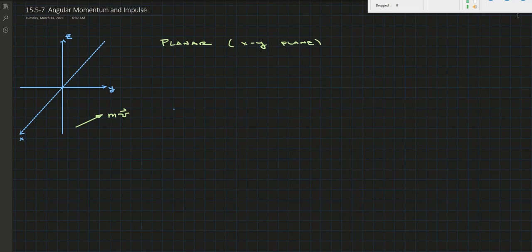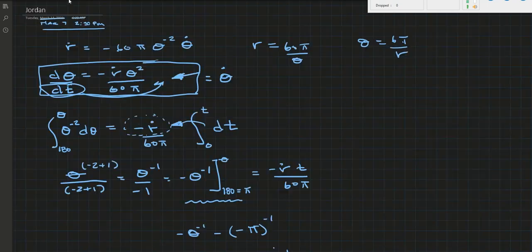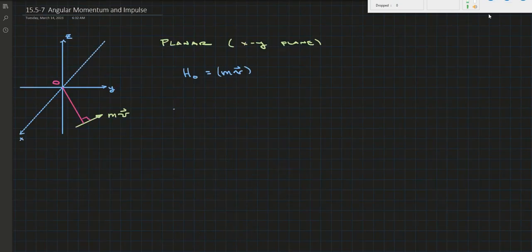Then our angular momentum can be calculated by measuring the perpendicular distance about some point, say O. So our angular momentum about O, which we often represent as h sub O, equals mass times velocity, or momentum, times this distance d.